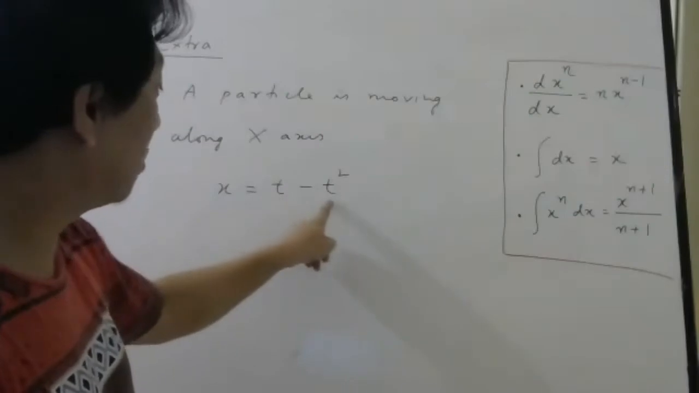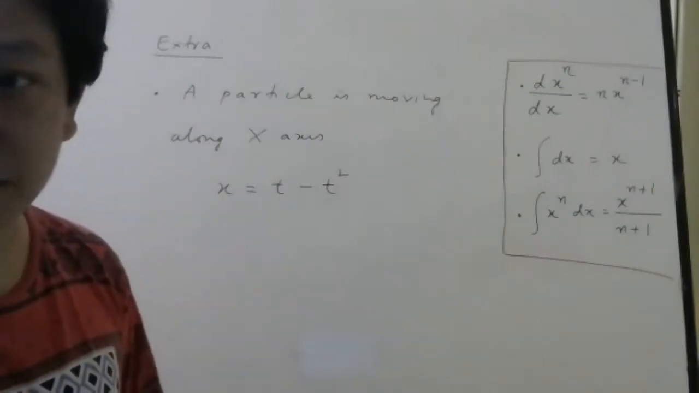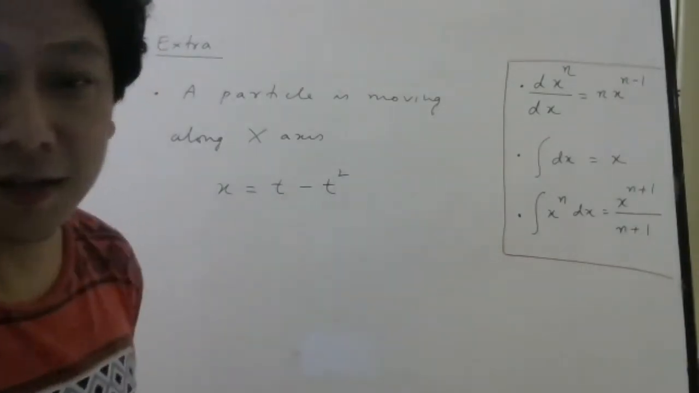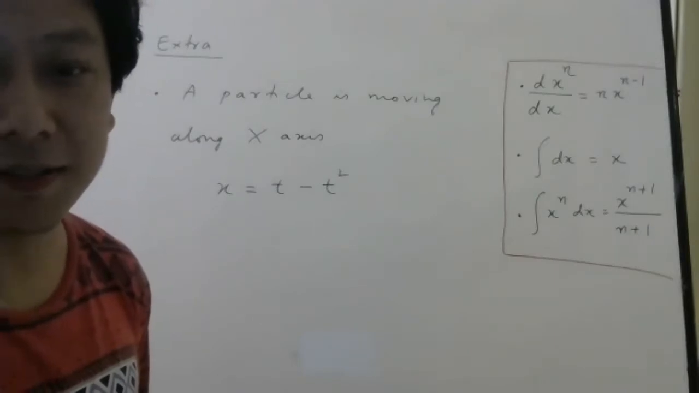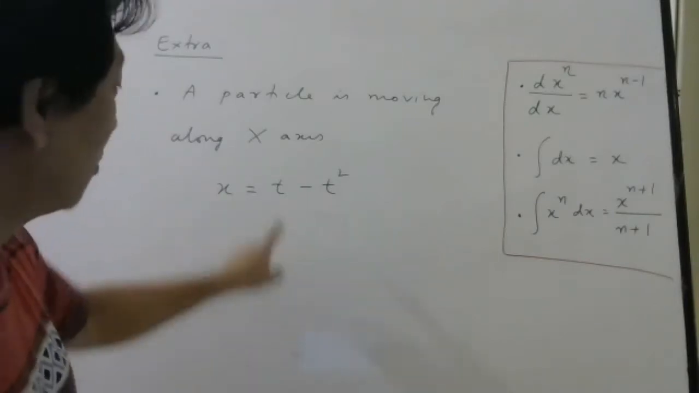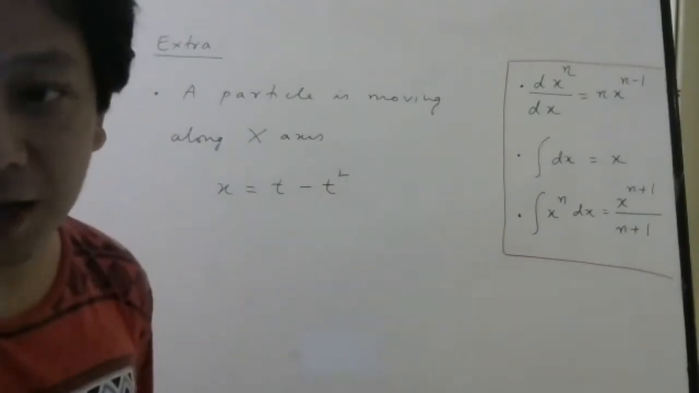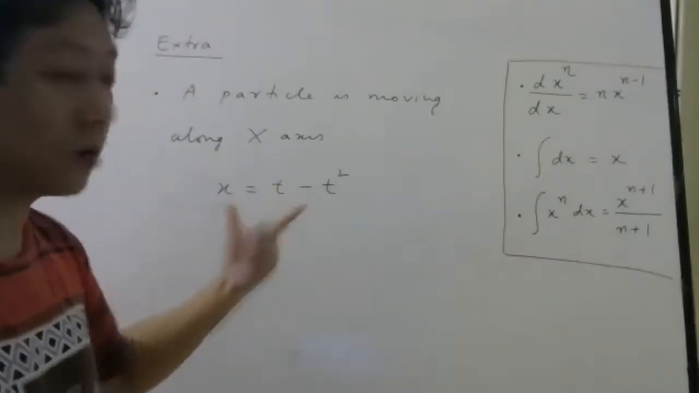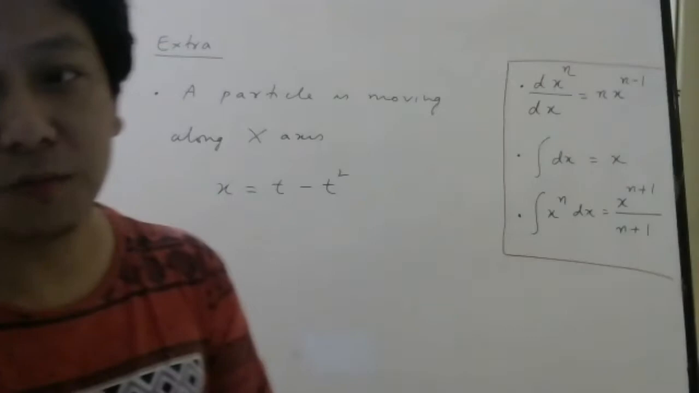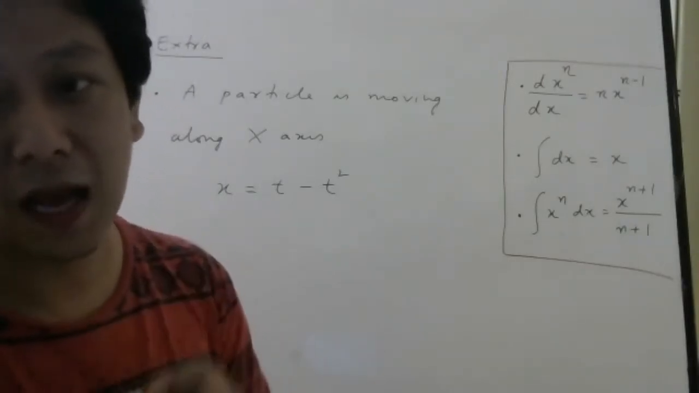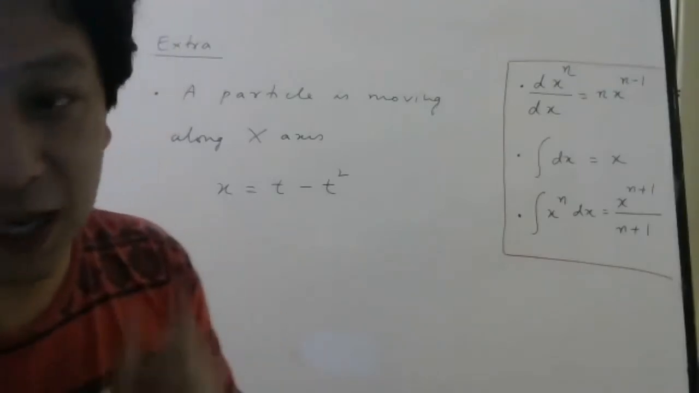So when time is 0, what will be x? When time is 0, what will be x? 0, right? When time is 1, again it will be 0, 1 minus 1 square. When time is 2, you can find out, right? So basically the point of this formula is what? It tells you how the position changes with time, okay?